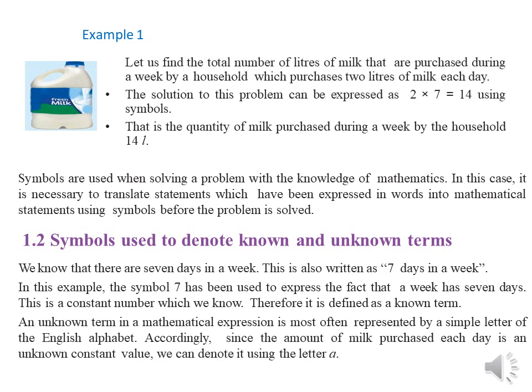Here you can see one example. Let us find the total number of liters of milk that are purchased during a week by a household which purchases 2 liters of milk each day. The solution to this problem can be expressed as 2 multiplied by 7 equals 14 using symbols. That is the quantity of milk purchased during a week by the household, 14 liters.